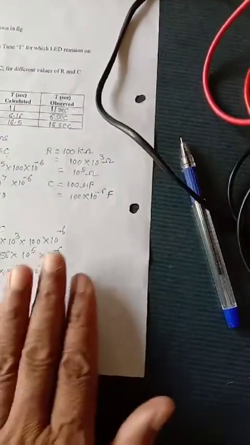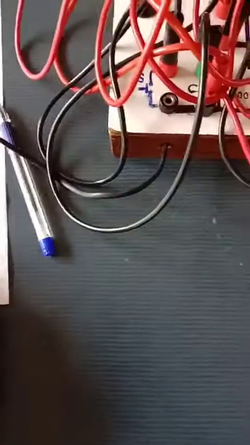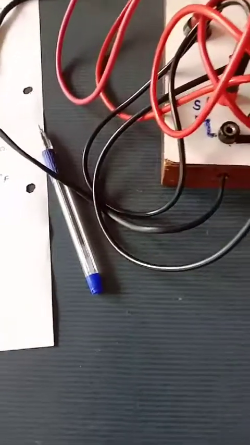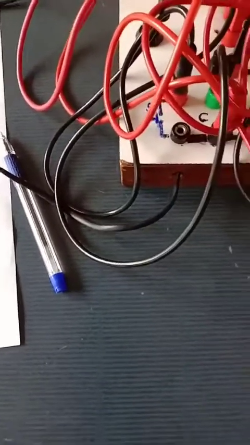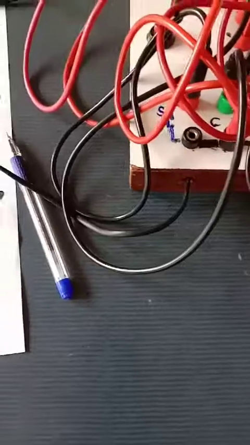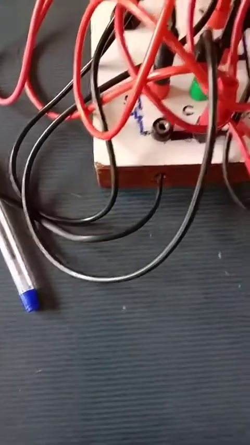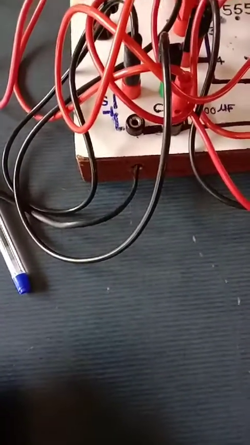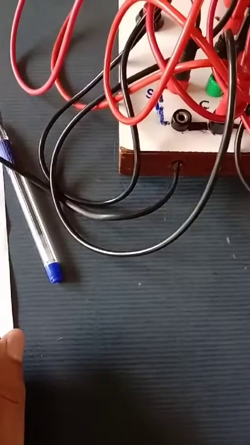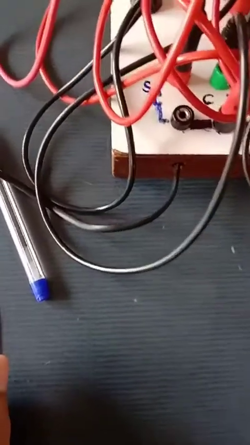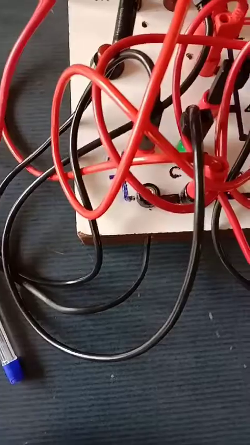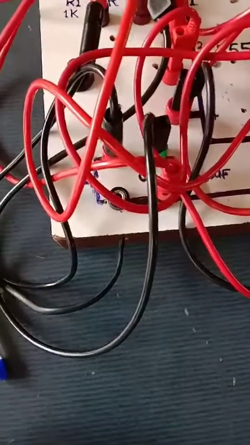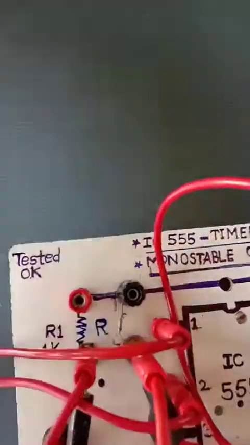So in this way this practical is performed. IC555 can be used in monostable operation. Whenever we are not applying a trigger pulse, the output state remains stable and it is low, and when a trigger pulse is applied, the output state changes and becomes high. This on time depends upon the value of resistance R and the value of capacitor C. Okay, so we will stop here.